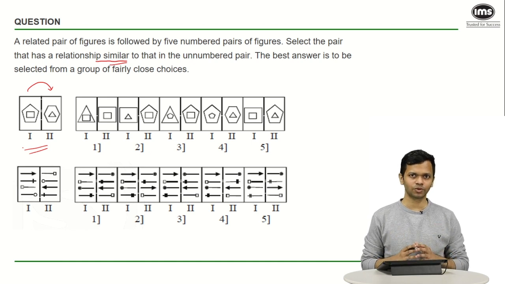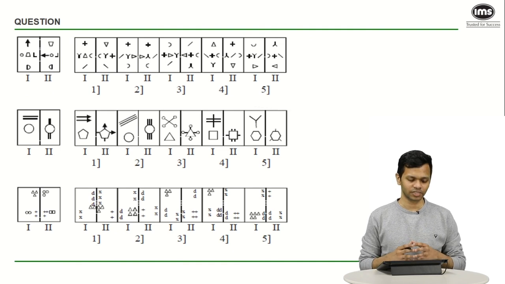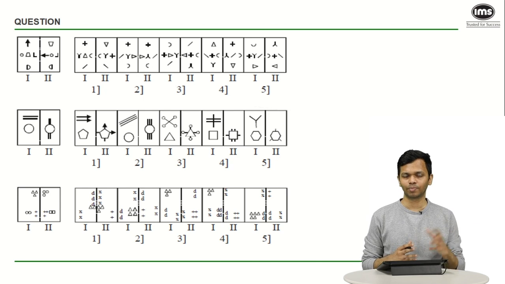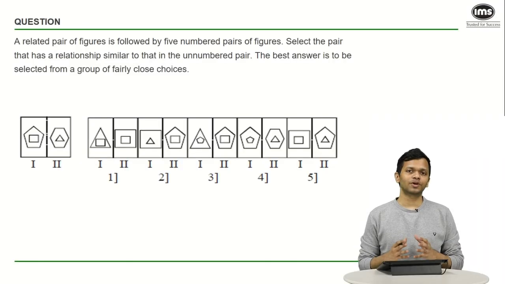You can pause the video, note this down or try to solve the question in about 2 minutes and then I'll show you the next 3 questions. So these are the next 3 questions. Again, they have the same instructions. You need to figure out what is the relationship between the 2 parts of the unnumbered pair and then figure out the option that matches the same logic. So let's look at the first question.